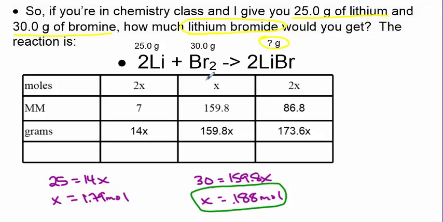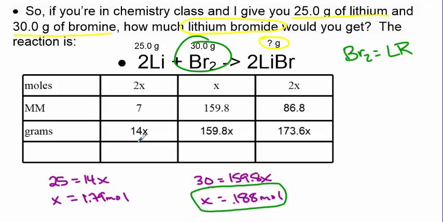So this is going to be our limiting reactant. All right, so bromine would be our limiting reactant. It's going to get used up first. So now we go back and we use 0.188 for x, and we need to do this for lithium too, and I'll show you why in a minute.